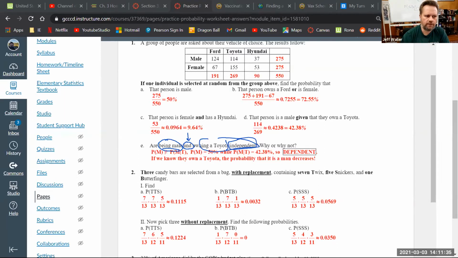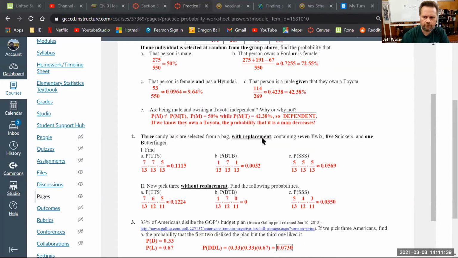You know you're going to see a problem like this with replacement, without replacement, right?